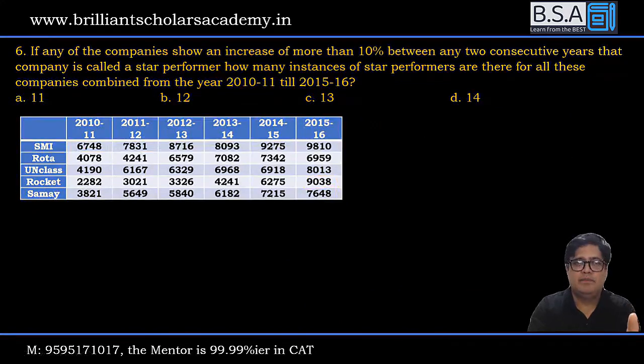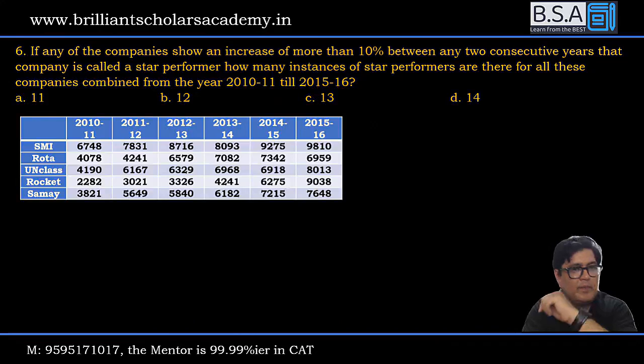One more problem. Try. All these numbers will be on the screen. You should not and must not copy the table. 6 क्वेश्चन से कितना टेबल कॉपी करोगे? Don't copy the entire table. Makes zero sense.